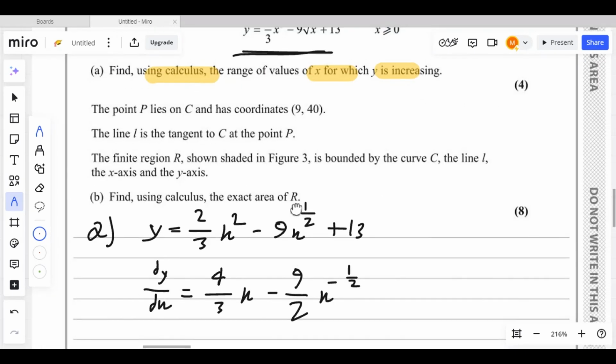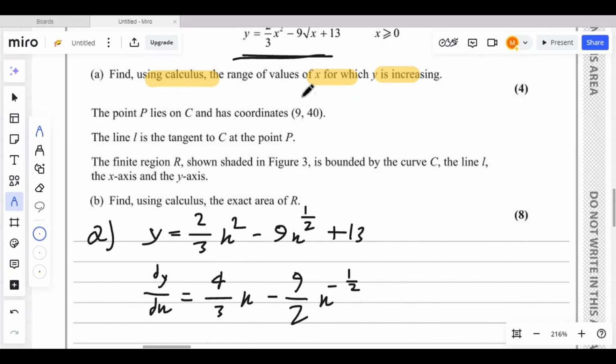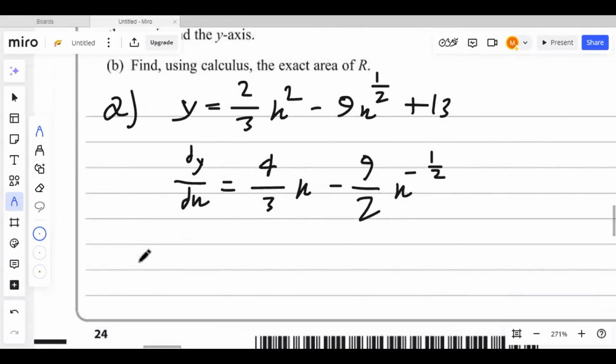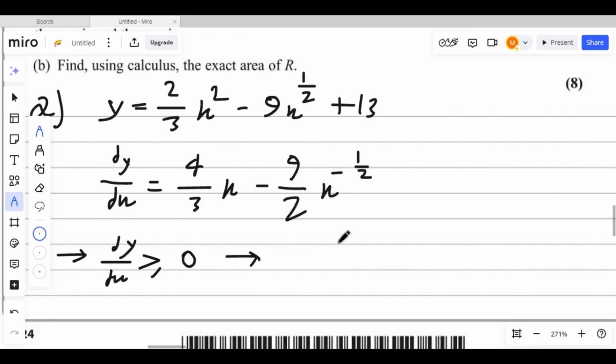Okay, and we need to find the range of values of x for which y is increasing. So for increasing, dy over dx should be greater than or equal to 0, right? Okay, so what we can write here: 4 over 3 x minus 9 over 2 square root of x should be greater than or equal to 0.